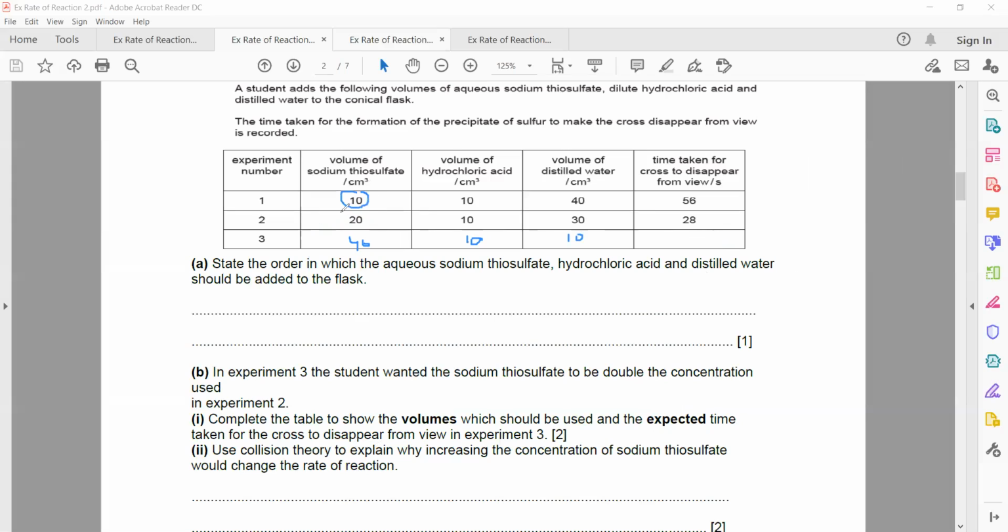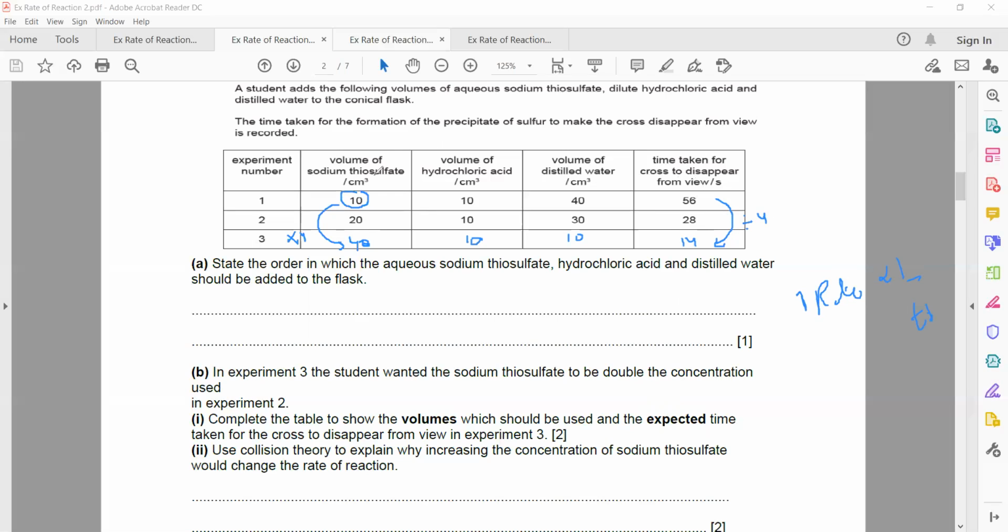Compared to the first value, it is 4 times, because 40 means 4 times. So if the volume or amount is 4 times, the time for the cross to disappear will decrease by 4. Because if the rate is faster, the time for the cross to disappear will be shorter. So if 56 is divided by 4, again I will get 14. So we'll get the same answer.